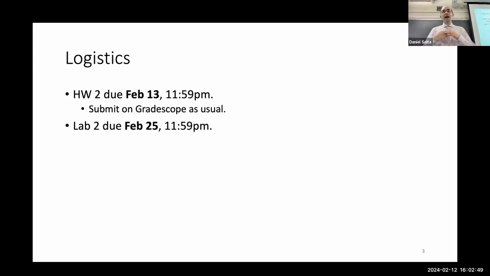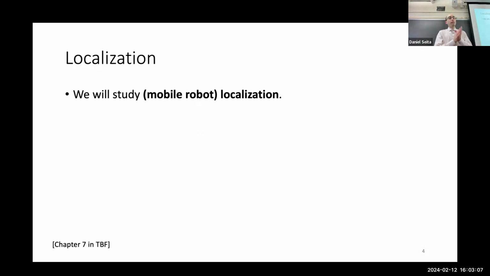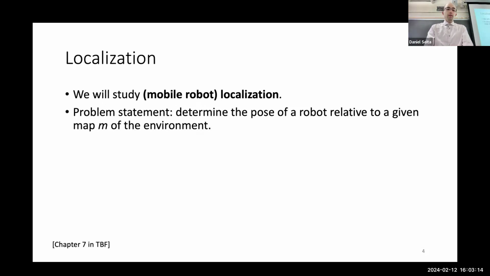All right, so I think we should just dive into the technical details for today. We're going to cover localization, at least in the first half of today, and then we'll have mapping in the second half. Our focus today is going to be on mobile robot localization. The problem statement is: determine the pose of a robot relative to a given map of the environment.